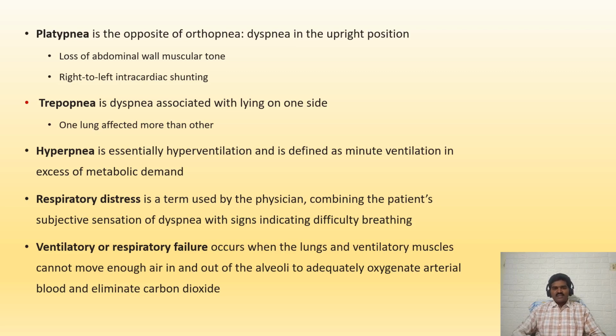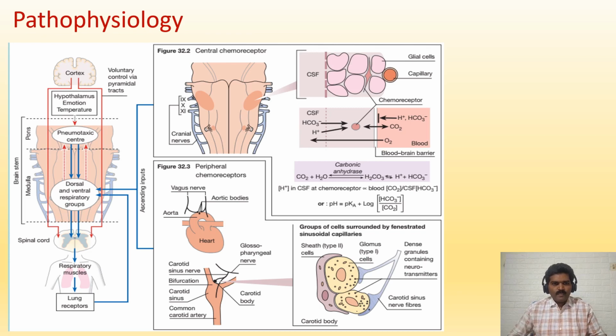Coming to the pathophysiology, multiple factors interact in producing the sensation of respiratory distress. This can be either an actual lack of oxygen or the response to the lack of oxygen, and different patients will respond differently. If you look at the exact pathophysiology, there are central chemoreceptors and peripheral chemoreceptors, which sense the level of oxygenation and carbon dioxide. There are groups of cells that are surrounded by fenestrated sinusoidal capillaries, and there is central nervous system interplay, which shows exactly the effect.